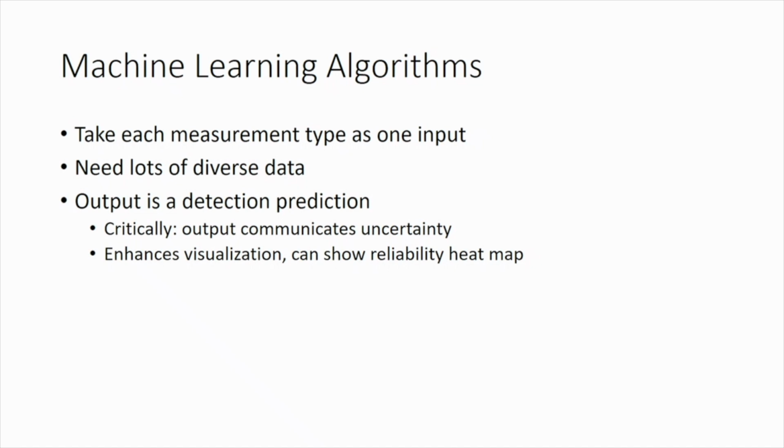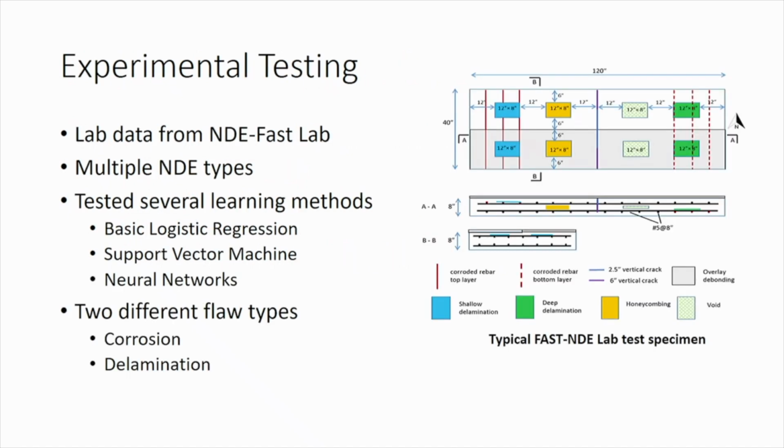The drawback of using that is that we're introducing another uncertainty to our problem. We had uncertainties associated with each NDE method, and now we're combining them together using artificial intelligence, and that's another uncertainty added to the problem. But on the other hand, it would enhance the visualization and can increase the reliability of the defects or heat maps.